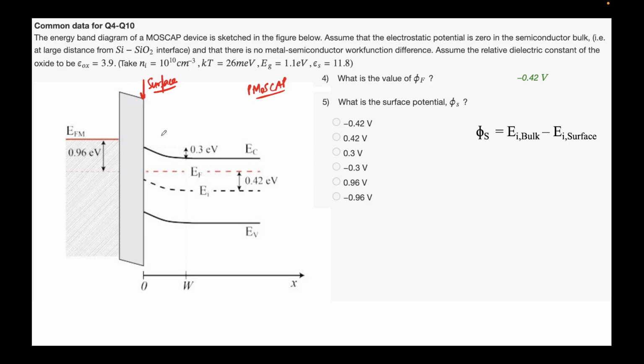So from bulk to surface, this is the definition: Ei bulk minus Ei surface. Ei bulk is over here, correct? This is nothing but Ei surface, and this is Ei bulk. You can see that Ei surface is higher by 0.3 eV than Ei bulk. So I can write it as minus 0.3 eV. Ei surface is higher; Ei surface is over here. We extend this and write it again.